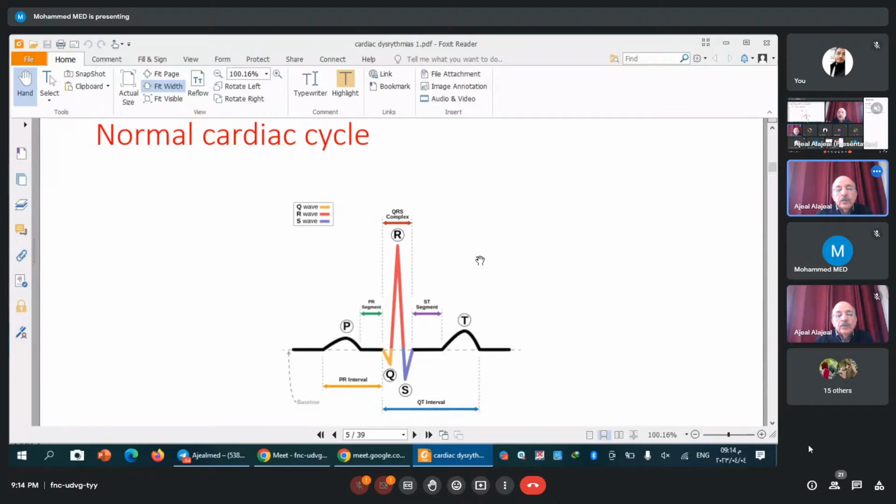This is a very important slide, and I'm sure you all know this. This is the normal cardiac cycle on the ECG. This is the P wave, this is the PR interval, this is the QRS complex, and this is the T wave. Normally, the atria contract while the ventricles are dilated, and this is atrial contraction.